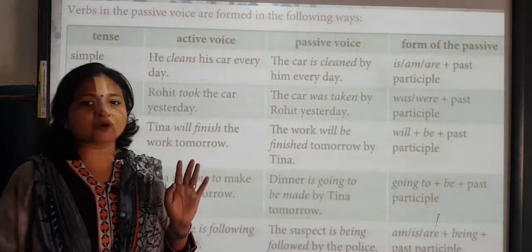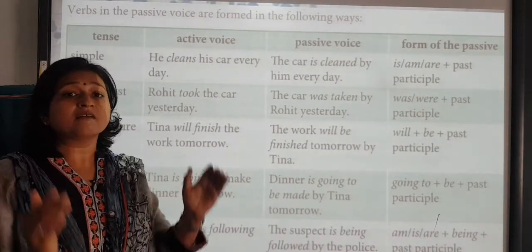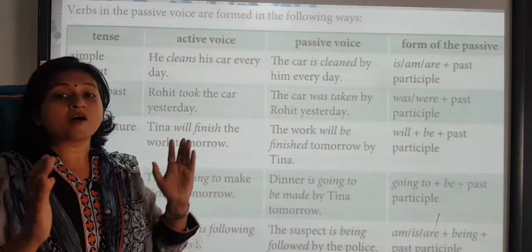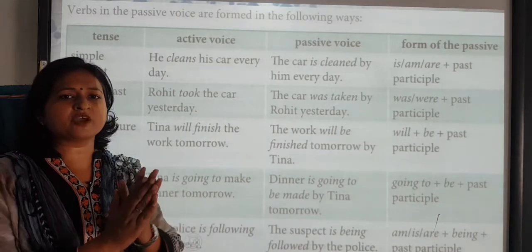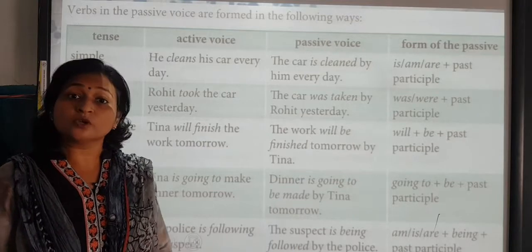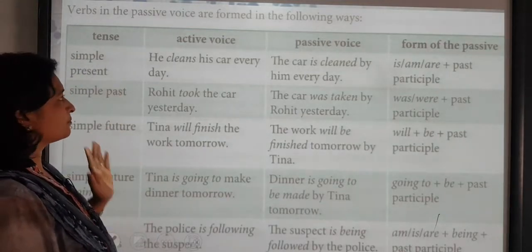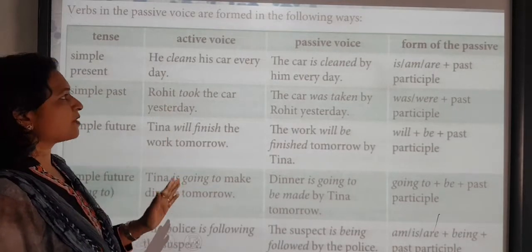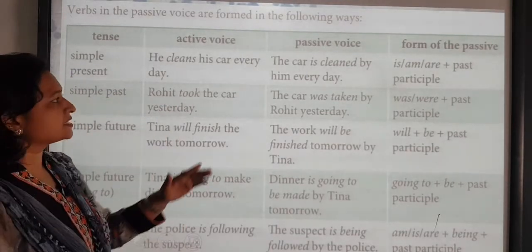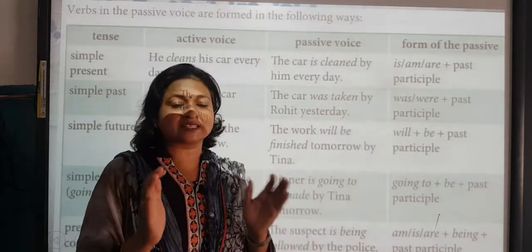Yes, I was talking about this table. This table is very, very, very important. This is the basic rule of your active and passive. If you have understood this, you are an expert in converting active to passive. Now, the first column talks about the tense. Second is about active voice sentences. Here you have passive voice sentences, and this is the basic rule.